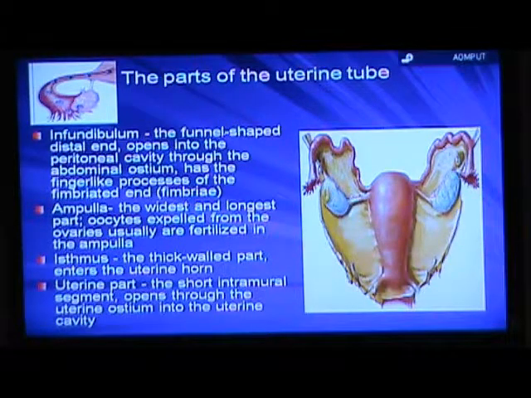The ampulla is the widest and longest part. Oocytes expelled from the ovaries are usually fertilized in the ampulla. I need to emphasize it, because very often I like to ask about it. The isthmus is a thick-walled part. It enters the uterine horn. And the last part, the uterine part, I can't show you because it passes through the wall of the uterus. So this is the short intramural segment. It opens through the uterine ostium into the uterine cavity.